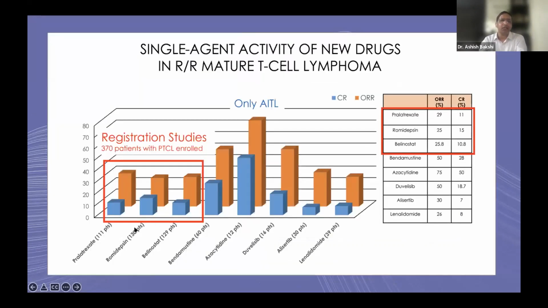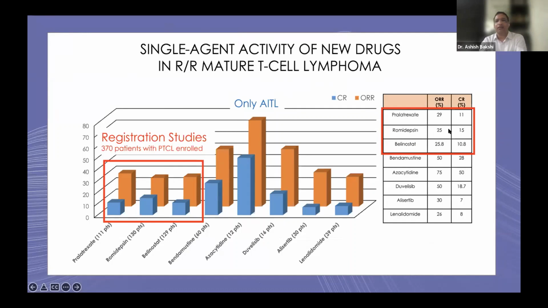Then other drugs that I mentioned, HDAC inhibitors like romidepsin and belinostat, have single agent activity in mature T cell lymphomas. As you can see, almost 30% responses are seen with romidepsin and belinostat, and a complete remission rate up to the tune of 10 to 15%.